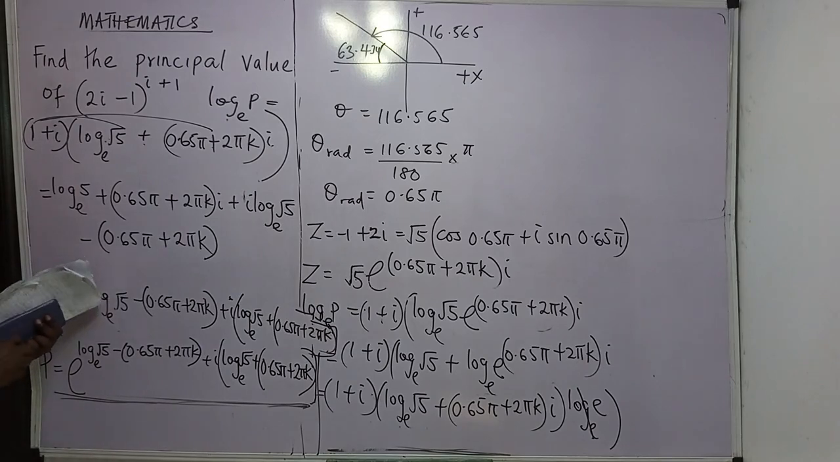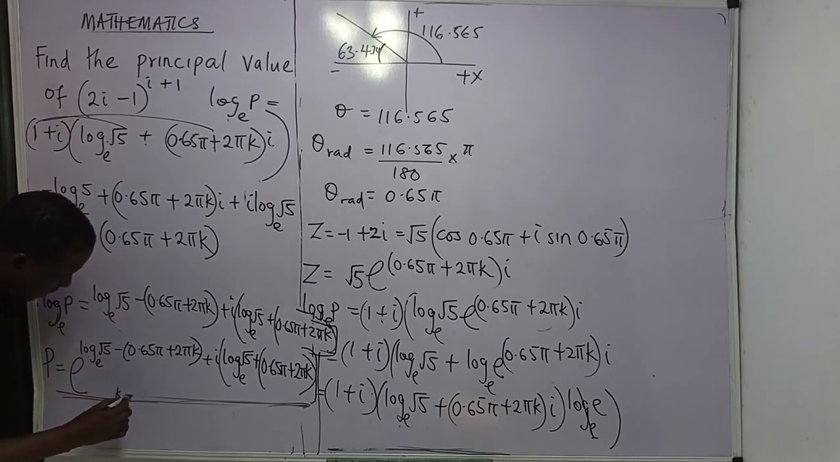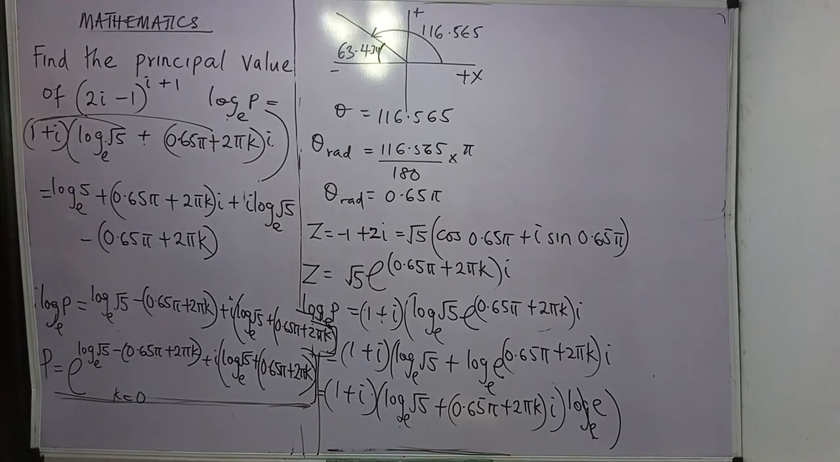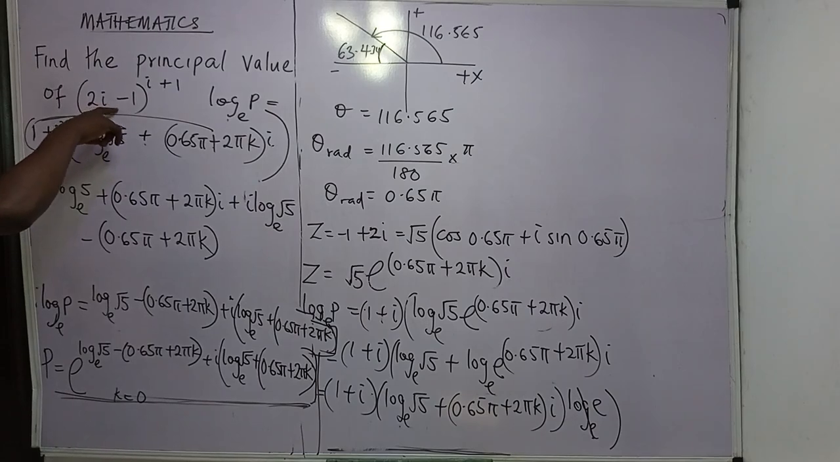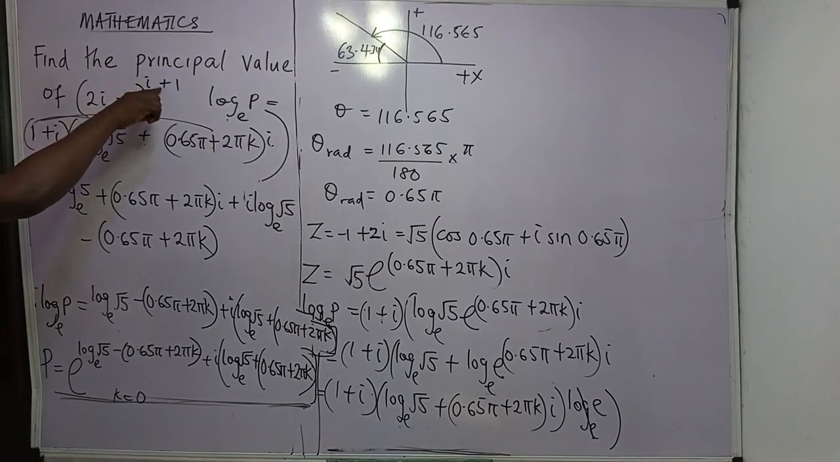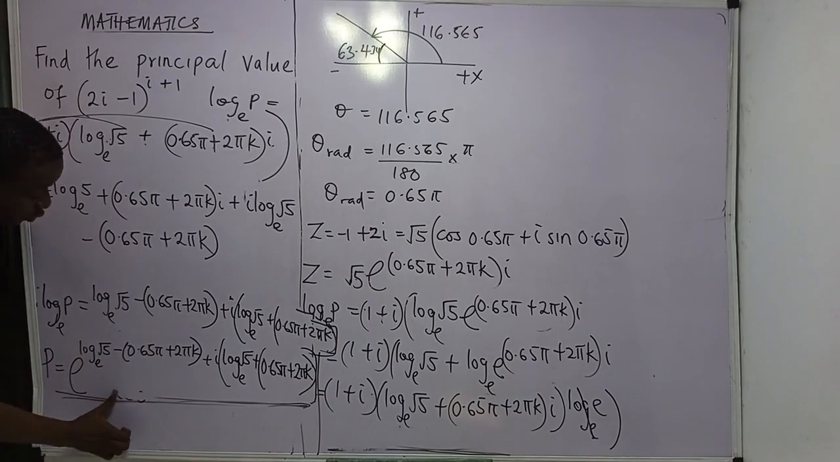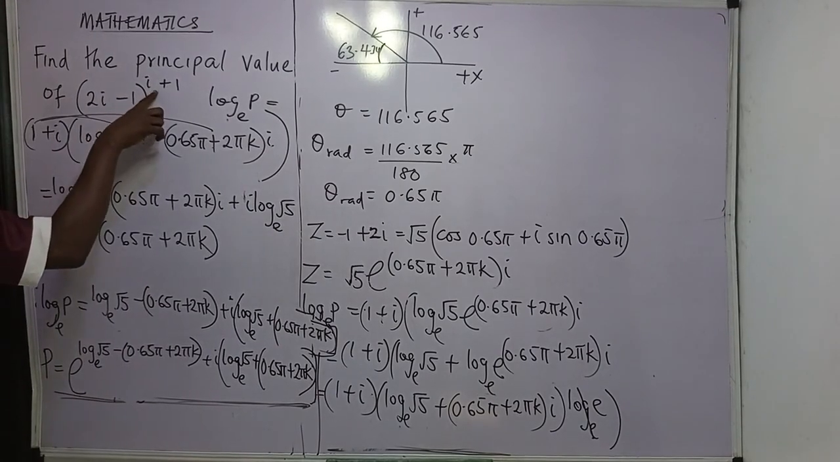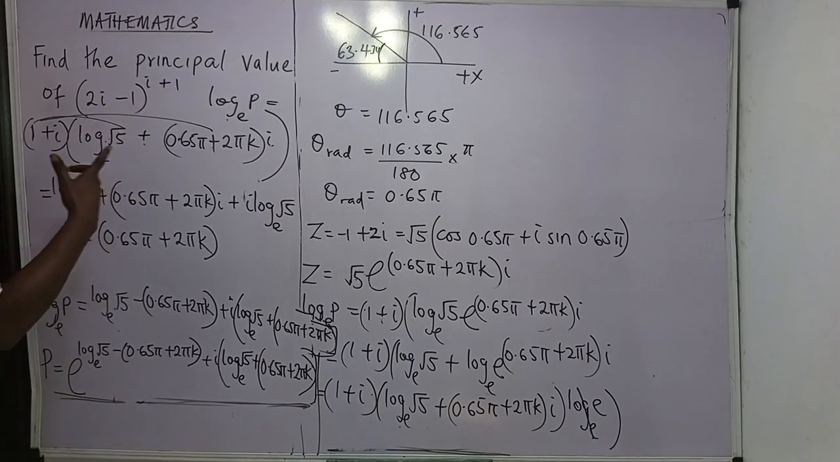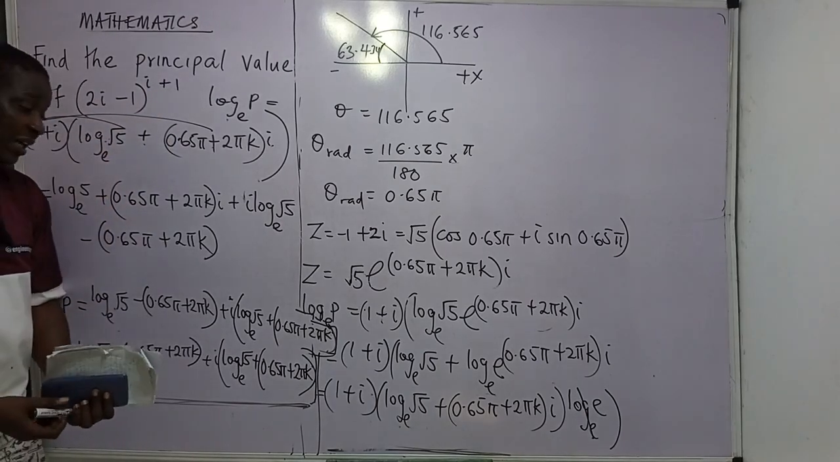But the principal value most of the times is always at k equal to what? 0. So the principal value is always at what? It's just that this is a complex equation. So we don't really know this root. So we cannot just start with 0. We don't know the root yet because the power here is what? i plus 1. So that's what I want to do.